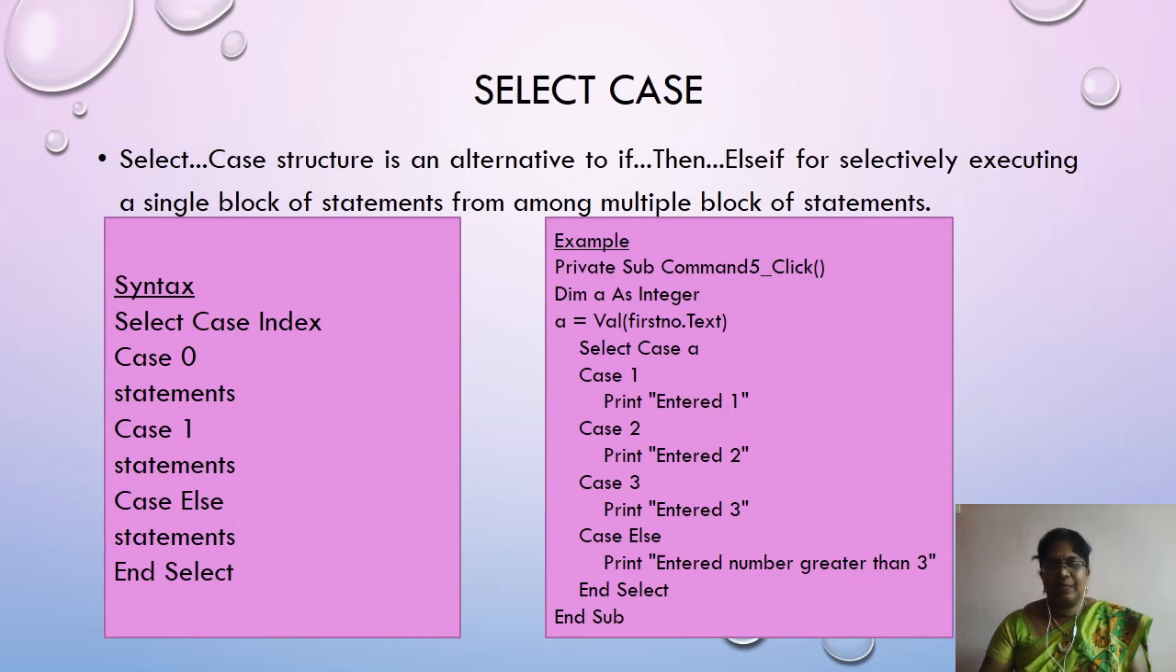So the user may enter some value in A. If the user enters 1, then we are going to print entered 1. If it is 2, entered 2. If it is 3, entered 3. If the user enters a number more than 3, then the case else will be executed. So it prints entered number greater than 3.